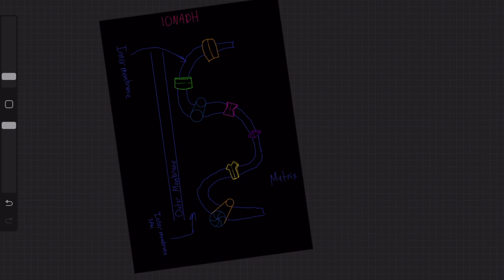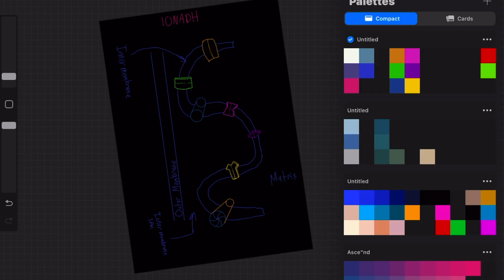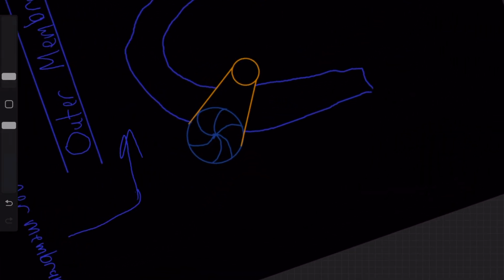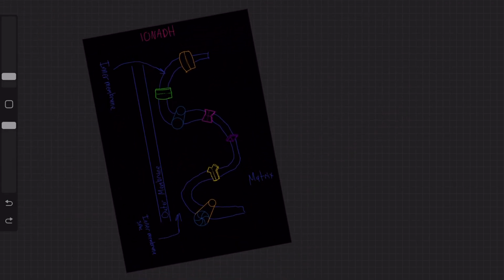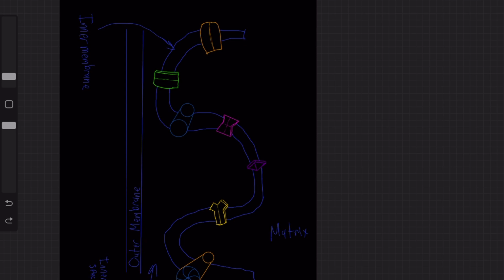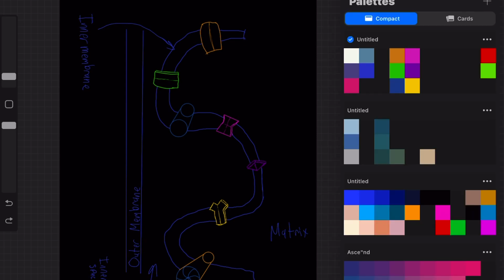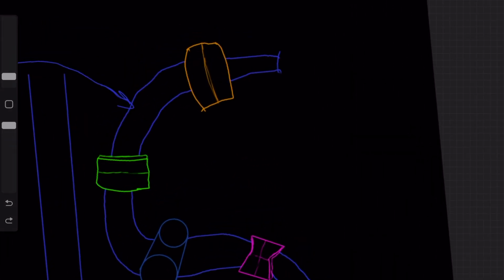Now we talk about the parts used for the electron transport chain and chemiosmosis. Chemiosmosis is the last part, so we'll talk about it last. This is going to be ATP synthase. Actually, no, I don't want to confuse you guys. We'll start over from complex 1, from the beginning.